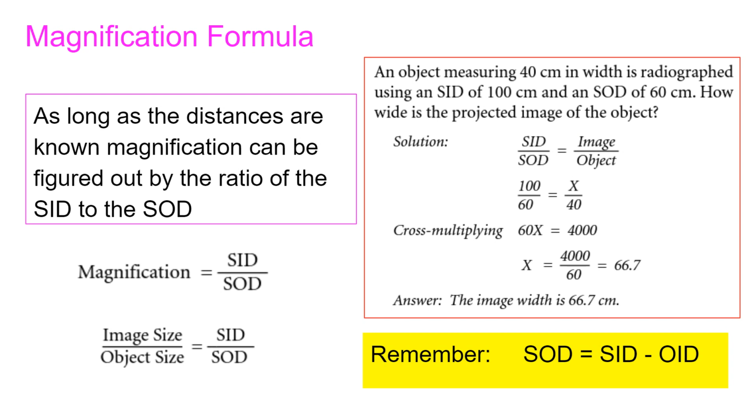I'm telling you, the hardest part about all of these things is remembering the formulas, right? We don't do crazy math. It's usually solve for X. So let's do that. Yes, you're going to have calculators. So you don't have to cross out zeros and try to make the equation easier. Just do the math the way it is. So we get 40 times 100 is 4,000, divided by 60, and we get the image width is 66.7.